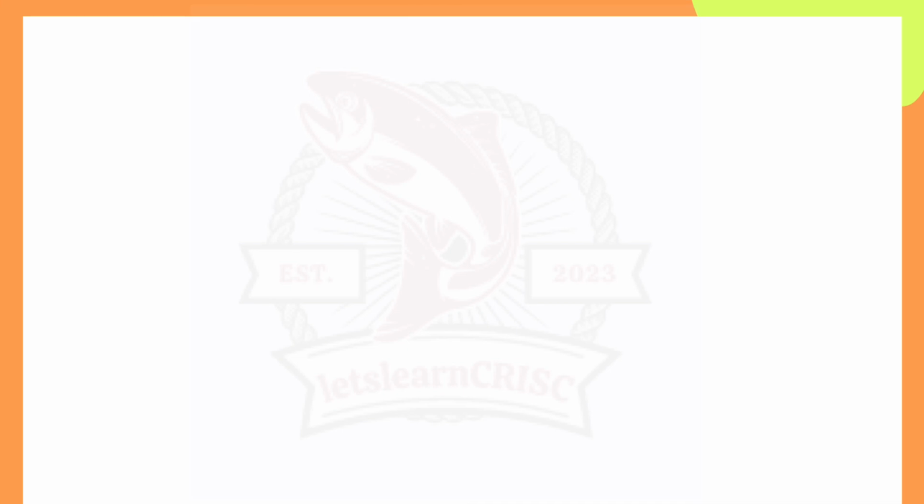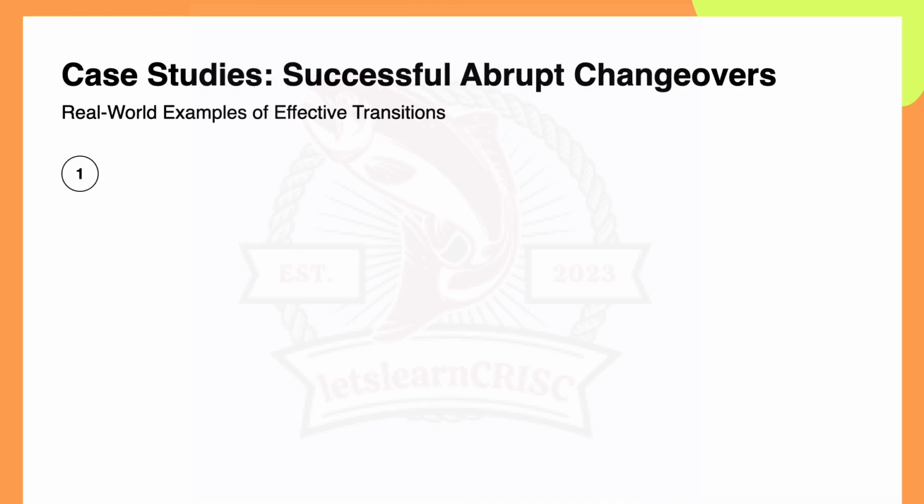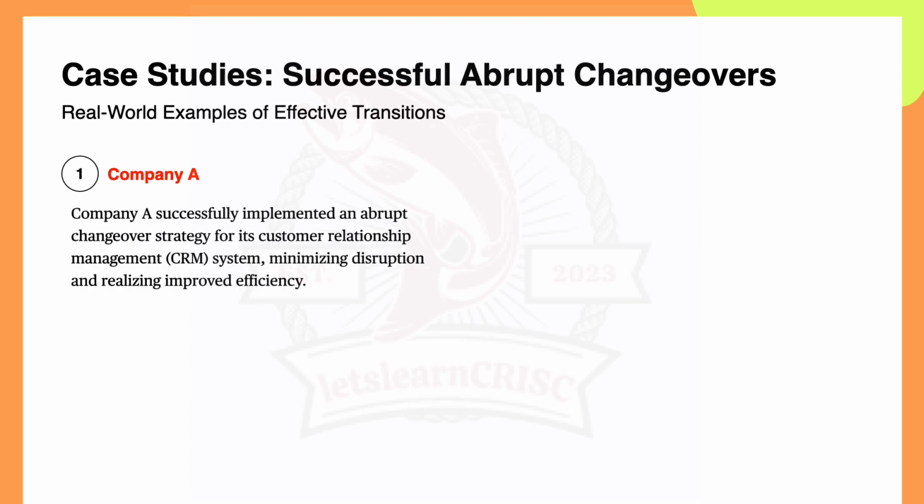Next, we'll go ahead with some case studies of successful abrupt changeovers, right? First, let's understand about any company's name as company A. So friends, company A successfully implemented an abrupt changeover for its CRM system, customer relationship management system. So this approach minimized the disruption and led to improved efficiency in managing customer relationships, right? Just take an example like imagine upgrading a contact list management tool, right? So the abrupt changeover ensures a quick transition to a new system, improving how customer information was handled, right?